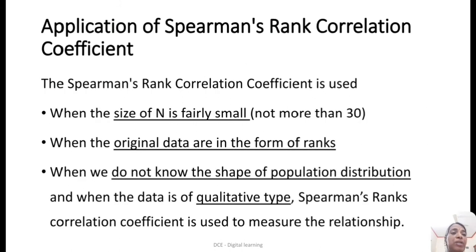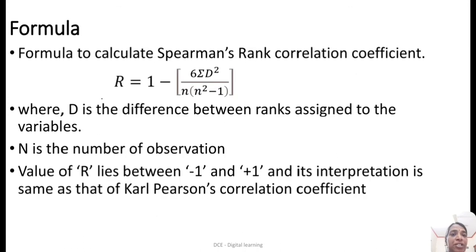Now, application of Spearman's rank correlation, where it is applied. When the size of n is fairly small, not more than 30 sample size, this method is used. When the original data are in the form of ranks, when we don't know the shape of population distribution, this is a good method to be used for research. And when the data is of qualitative type, Spearman's rank correlation coefficient is used to measure the relationship.